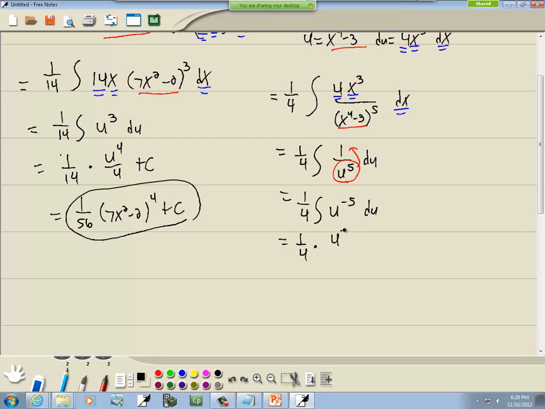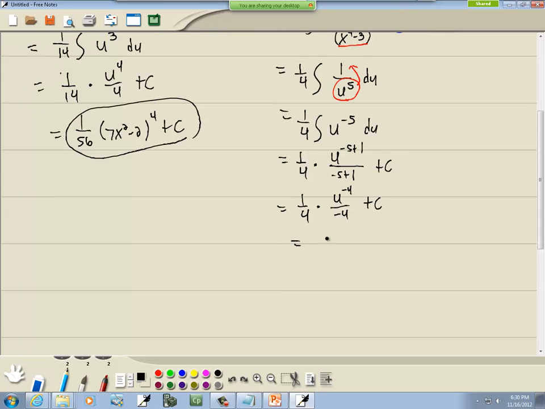Okay, add 1 to our power, divide by our new power, and plus c. So we got 1/4 times u to the negative 4 over negative 4 plus c, which gives us u to the negative 4. 4 times negative 4 is negative 16 plus c. Don't want any negative exponents, so I'm going to take this u to the negative 4 and move it down to the denominator, move it downstairs. And we get 1 over negative 16 u to the fourth plus c.